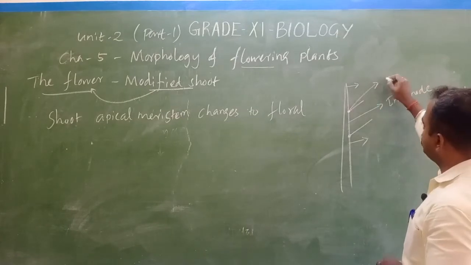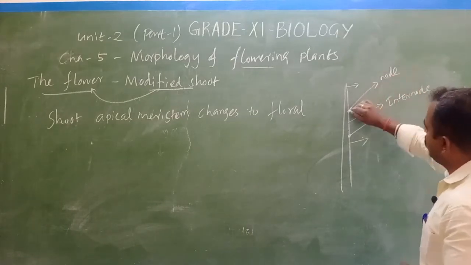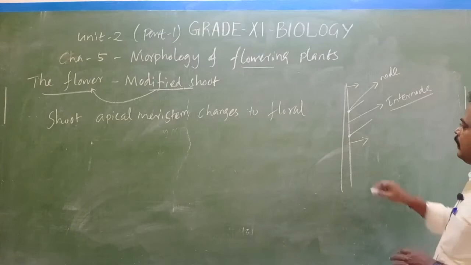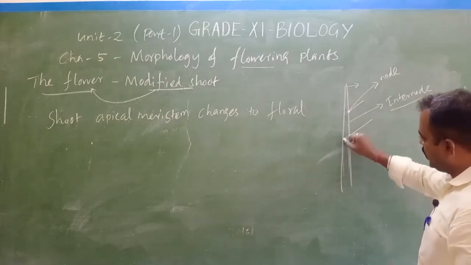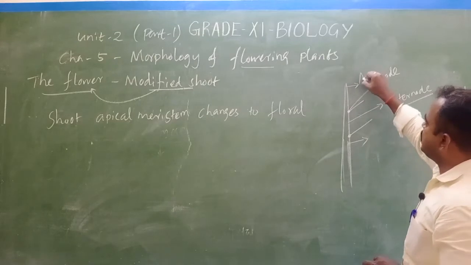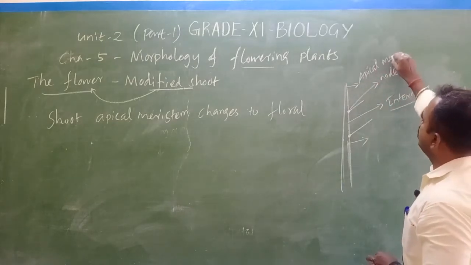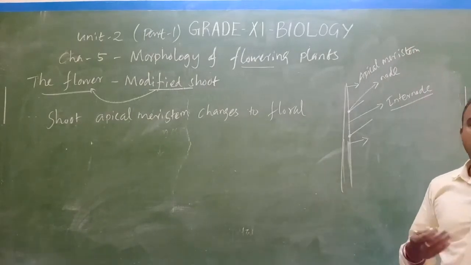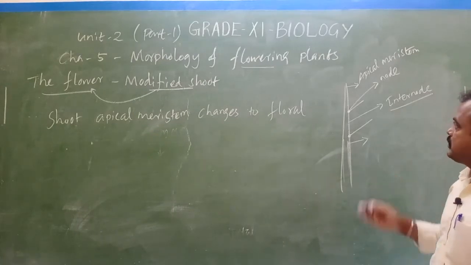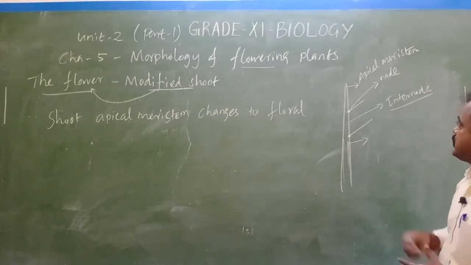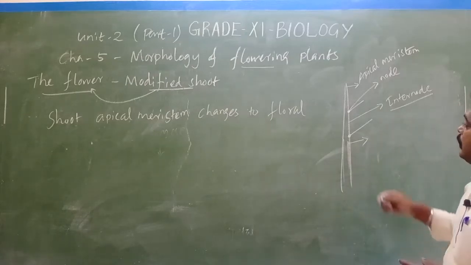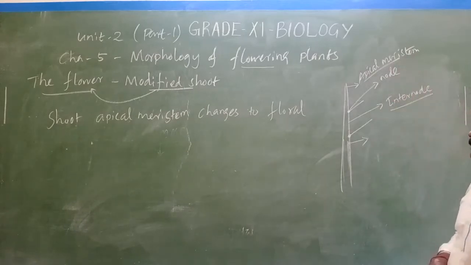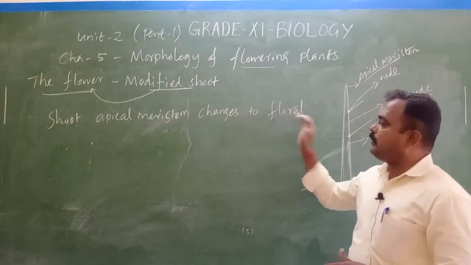In one branch base we have a node. In between the two nodes, it is called internode. So in the internode we have intercalary meristem, then lateral meristem. Here we have apical meristem. In 9th standard, I think when you studied about tissue in plants, we studied about the apical meristem, intercalary meristem, then lateral meristem. So here you see the apical meristem is changed into floral.